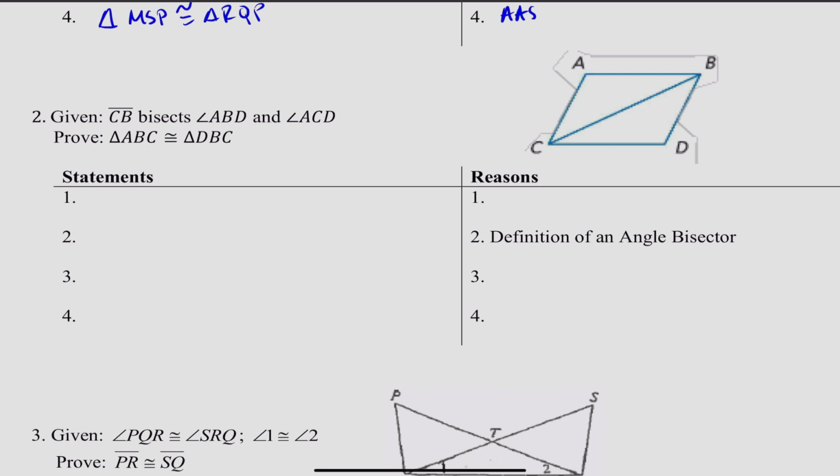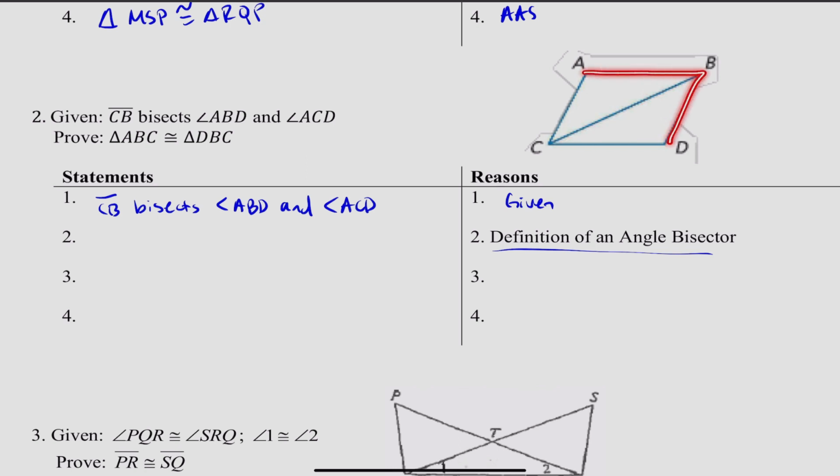I'm not going to go over the whole thing, but I can do number 1, the statement and the reason, by the way. This is easy. Segment BC bisects angle ABD and angle ACD. Number 1 reason would be given, okay? And then by the definition of angle bisector, you know that segment CB bisects angle ABD. So this is your angle bisector. It bisects angle ABD. Oh, and it also bisects angle ACD. So it splits those angles into 2 congruent parts.